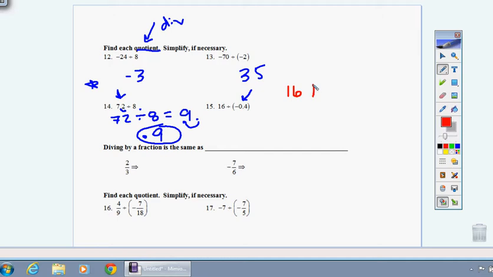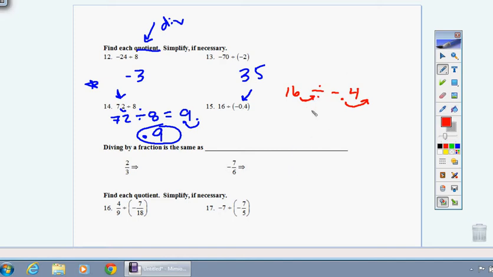0.4. Whoops, hold on, let me erase this here. There we go. I have 16 divided by, sorry, negative 0.4. What I'm going to do is turn this into a whole number to make this a little bit easier on myself. So I'm going to move the decimal over here. But what I also want to do is, if I move the decimal over on this guy, I'm also going to move the decimal over on this guy as well.